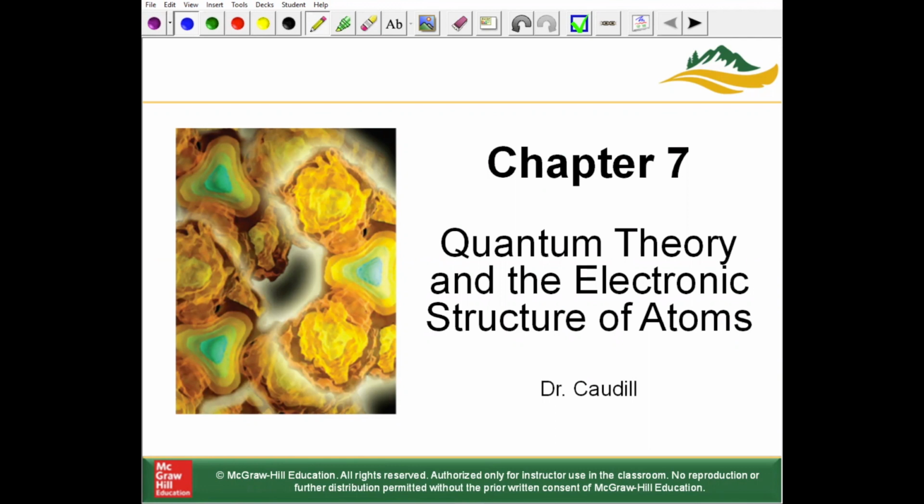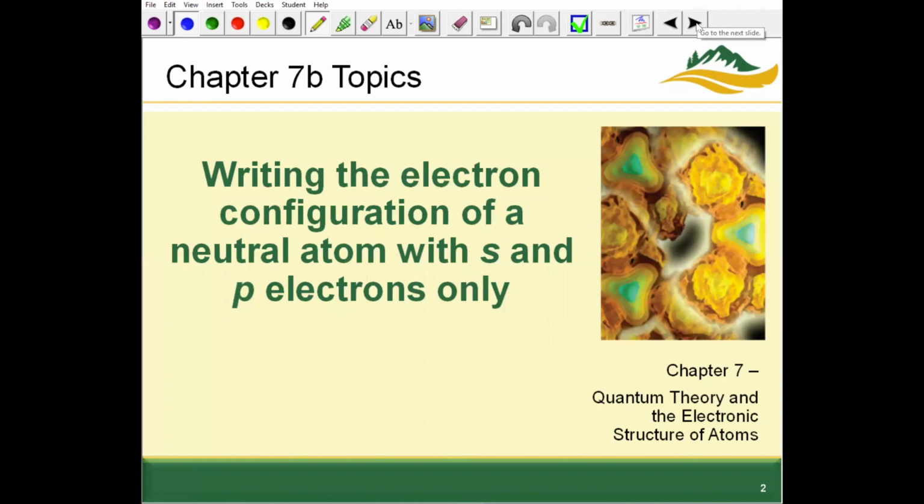Hello all, we are continuing now in chapter 7b. So this next topic in chapter 7b, writing the electron configuration of a neutral atom with s and p electrons only. So in 7b part 1, we looked at phosphorus.